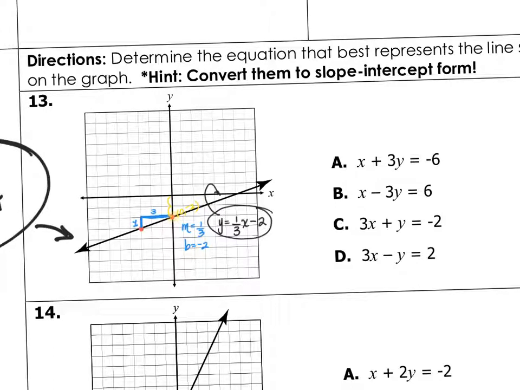So now that you have converted these standard forms into slope-intercept form, the correct answer should be B. That is the correct standard form that converts to the same slope-intercept form. So this is the equation of this line. This is also the equation of this line. These mean the same exact thing.